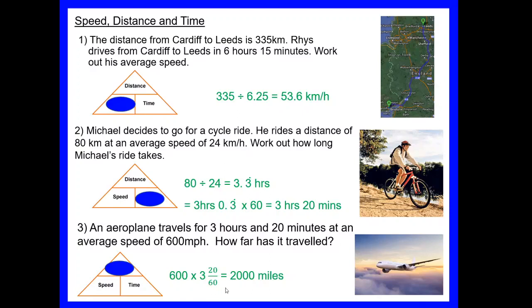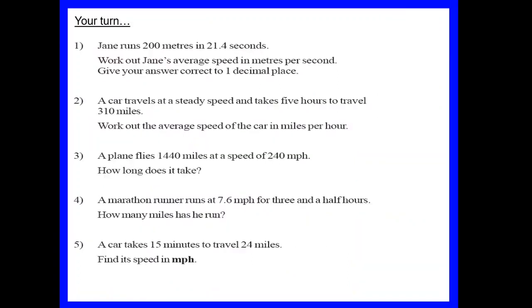Okay, so if we put it in as 20 over 60, that saves us putting in the recurring button, or we can put in our 3.3 recurring, and we get 2,000 miles. Alright, so we're using the triangle to help us to decide if we're multiplying or dividing, and we're making sure that we've got our values in the correct units before we do our calculations. Okay, pause the video now then, have a go at those, read through them carefully, use the triangle, so it's a good idea to draw the triangle and you can just simply place your finger over the one that you're going to find to see which ones are left.